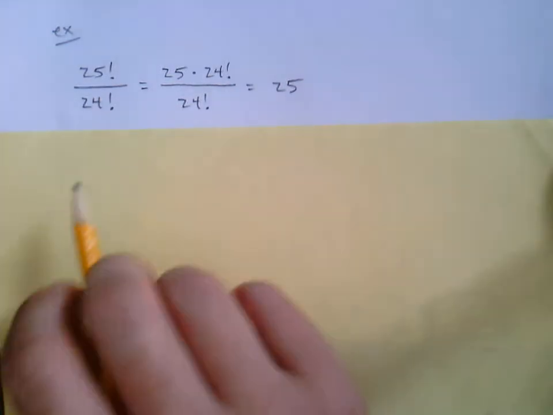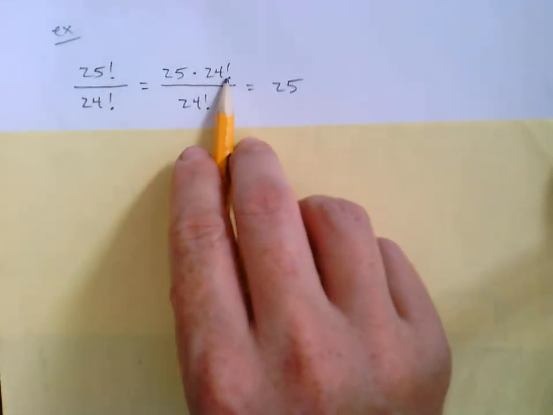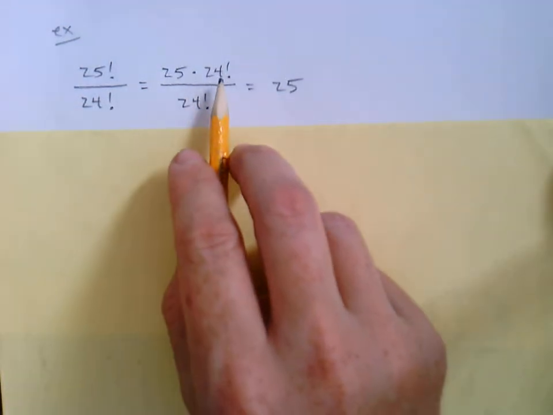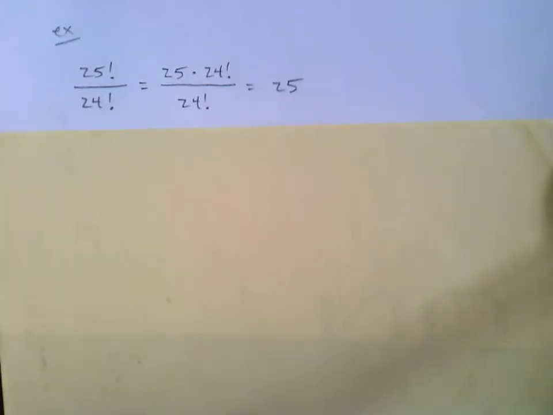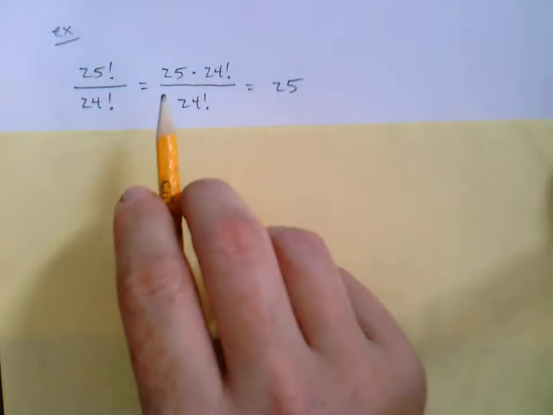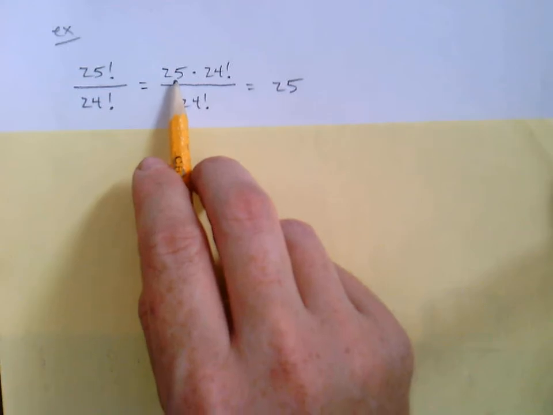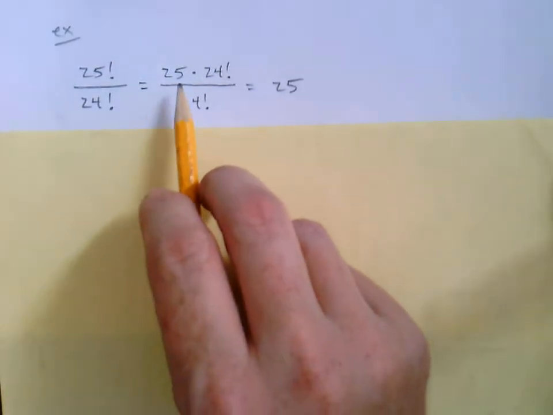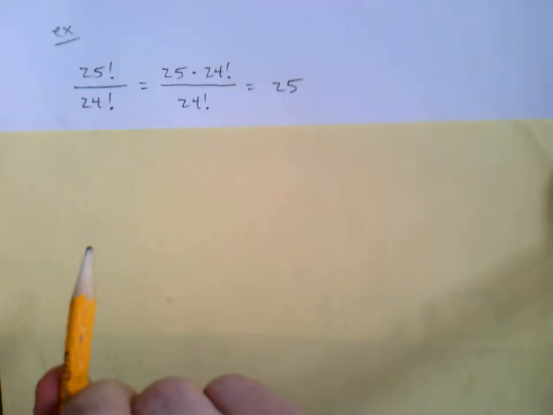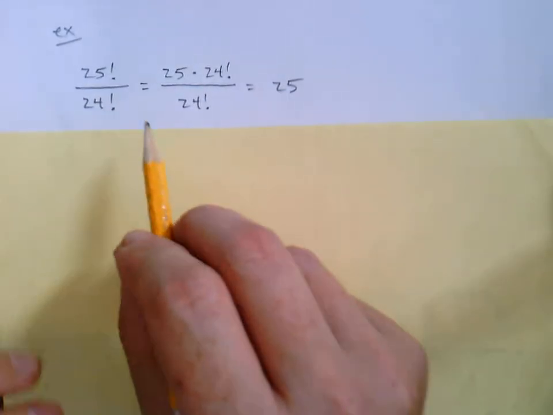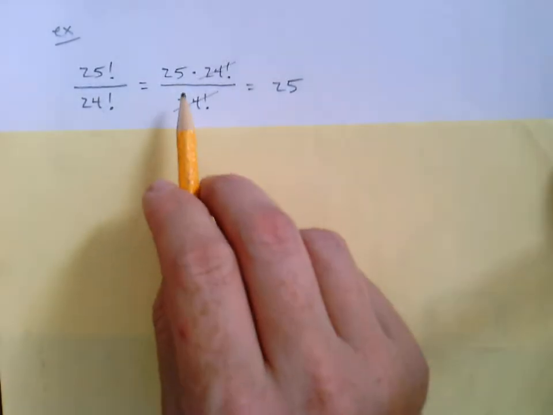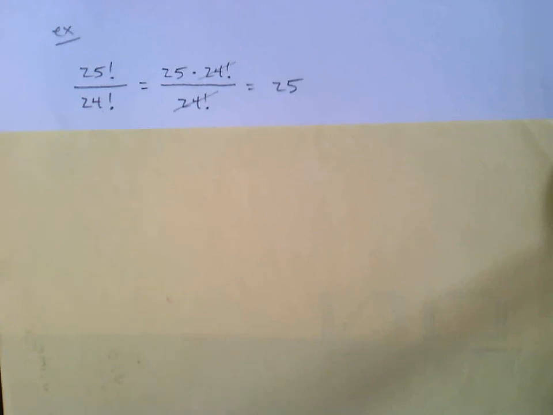25 factorial is 25 times 24 factorial. Think about that for a second. What is 24 factorial? 24 times 23 times 22 times 21 all the way down to 1. And so 25 factorial would just have a 25 sitting in front of that. So think of 25 factorial as 25 times 24 factorial. Then keep the denominator the same, and guess what? Boom, those cancel out, and those are gone. All we've got is 25.